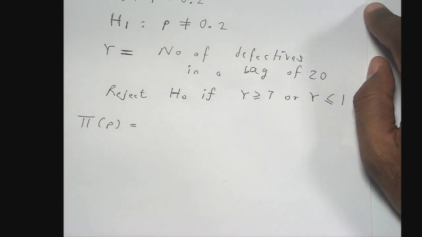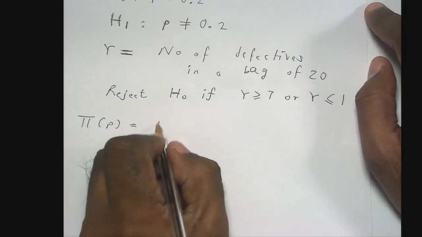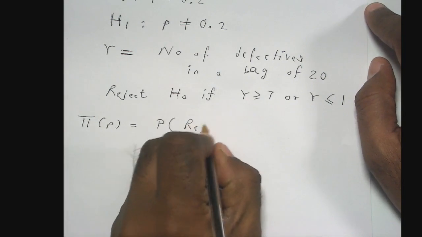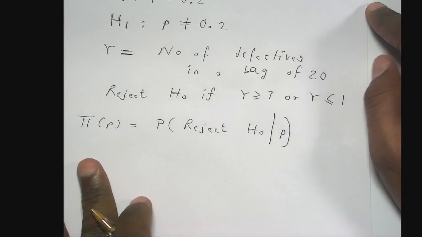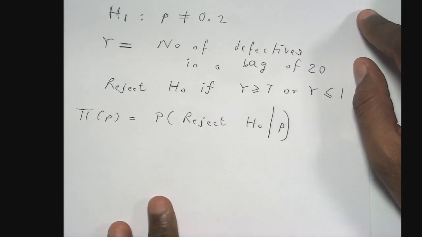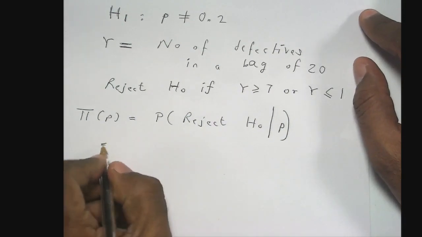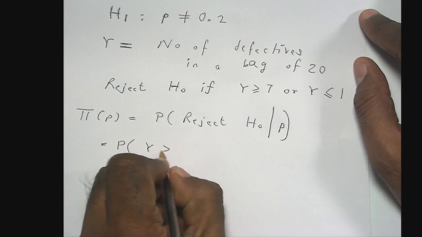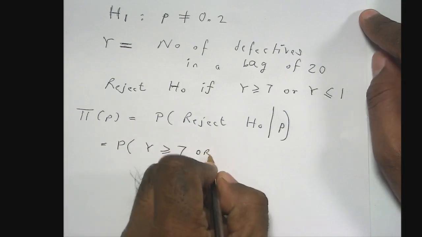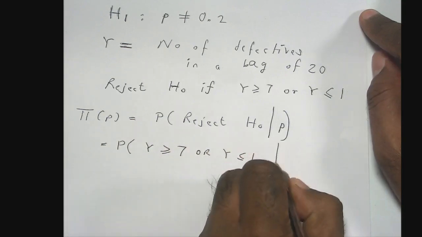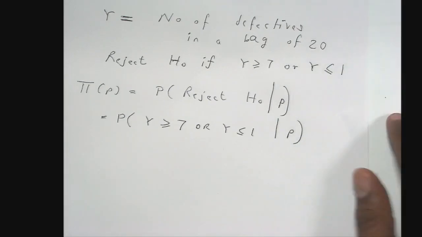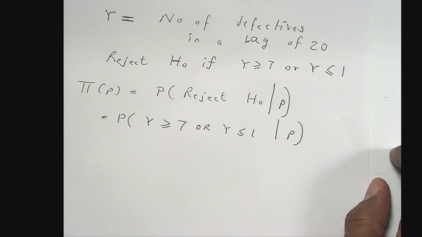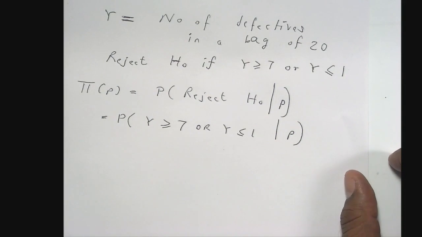Remember from last week, guys, the power function is the probability of rejecting H0 given the value for p. This is how we defined it last week. So this is the same as the probability that y is greater than or equal to 7 or less than or equal to 1, given p. Now y greater than or equal to 7 could mean 7, 8, 9, 10, etc.